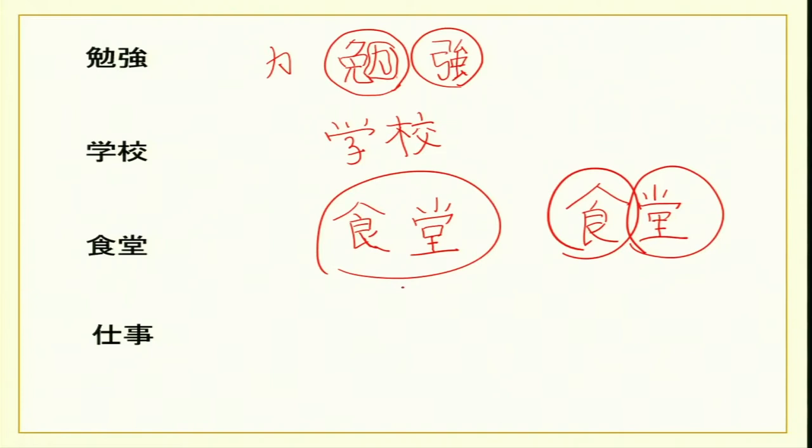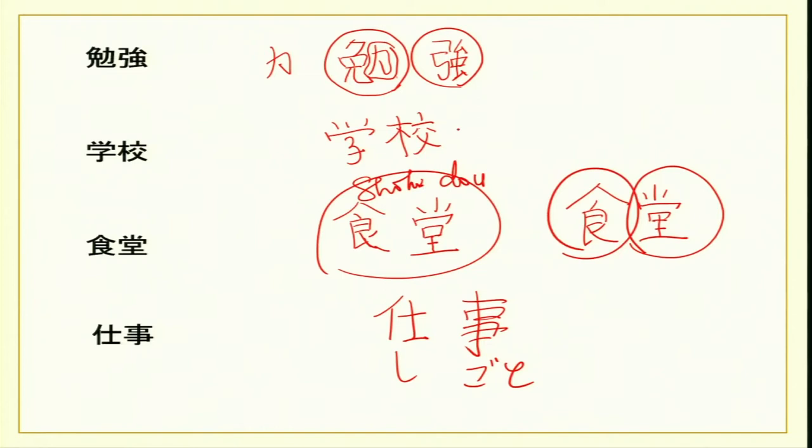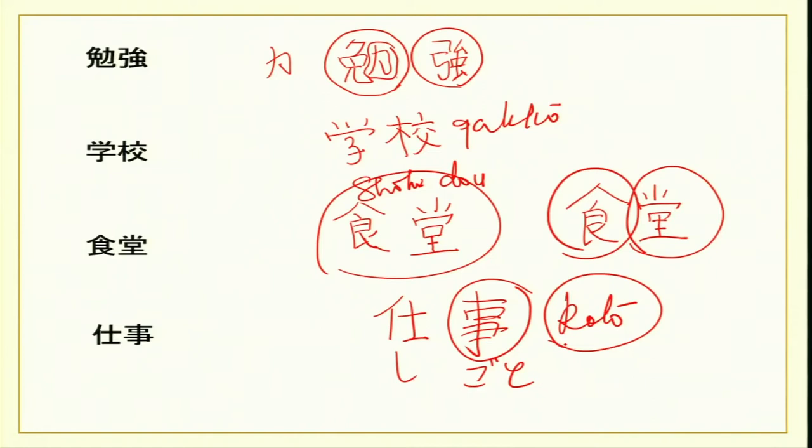Then you have shigoto. Now, shi and goto. So, now this is also koto, which means thing but not as in something which you can see. We are going to do this word in detail soon.